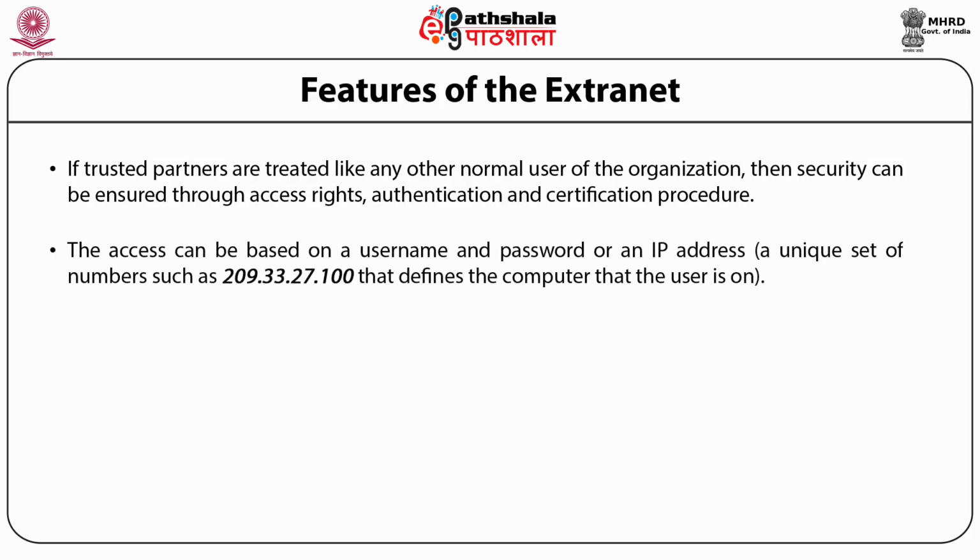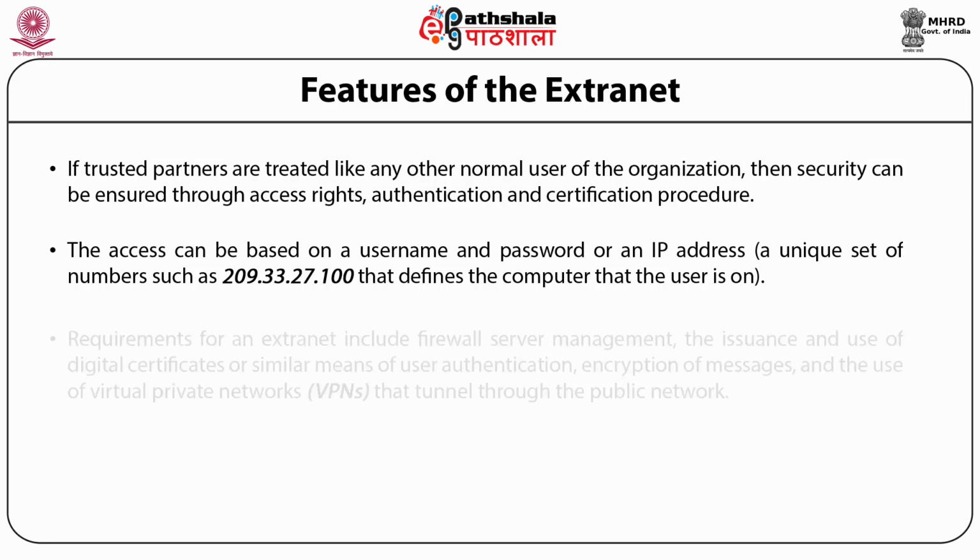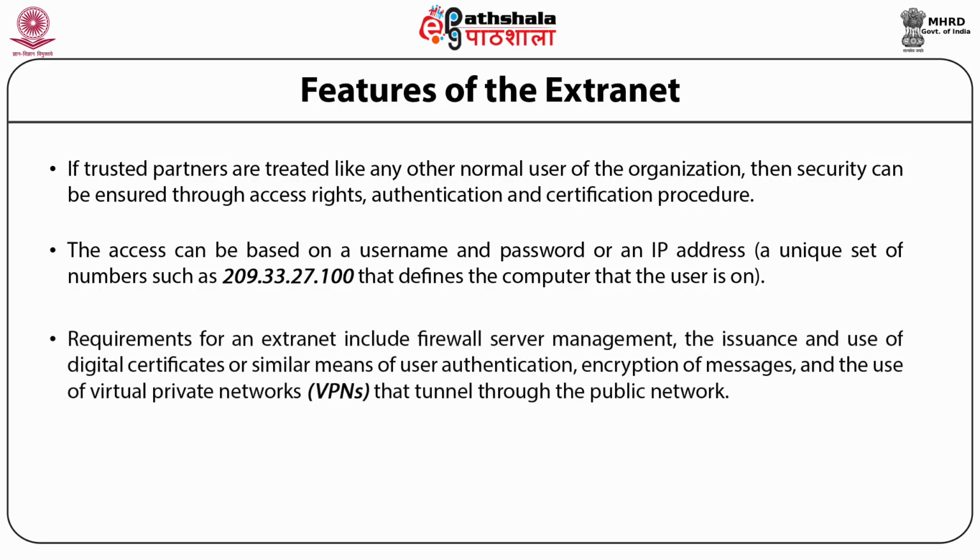The access can be based on a username and password or an IP address, a unique set of numbers such as 209-3327-100 that defines the computer that the user is on. Requirements for an extranet include firewall server management, the issuance and the use of digital certificates or similar means of user authentication, encryption of messages, and the use of virtual private networks, VPNs, that tunnel through the public network.